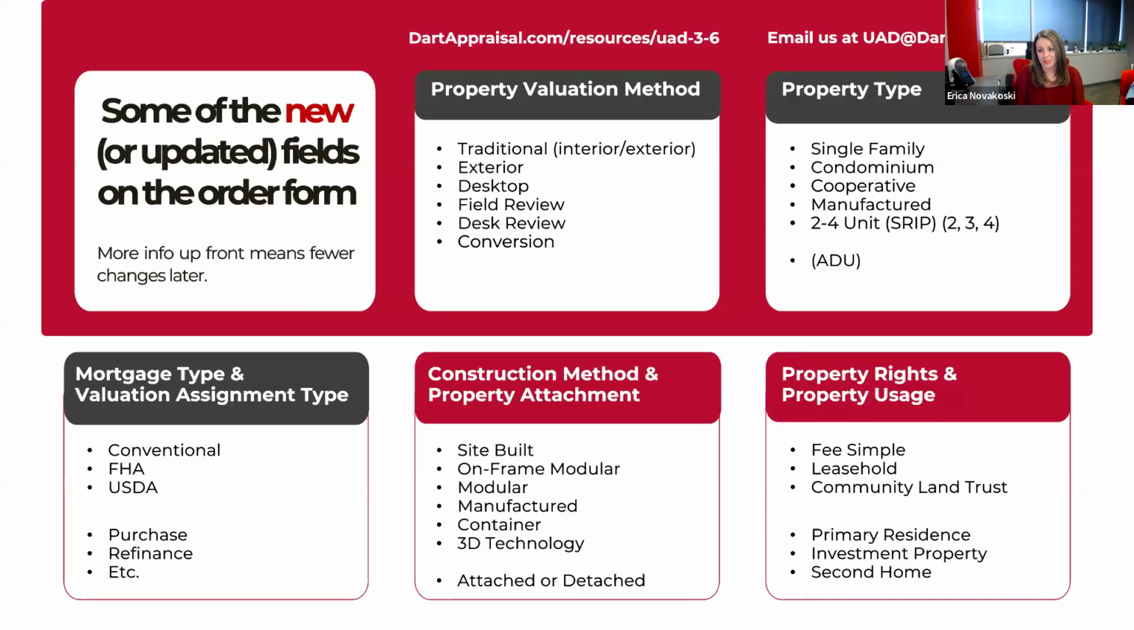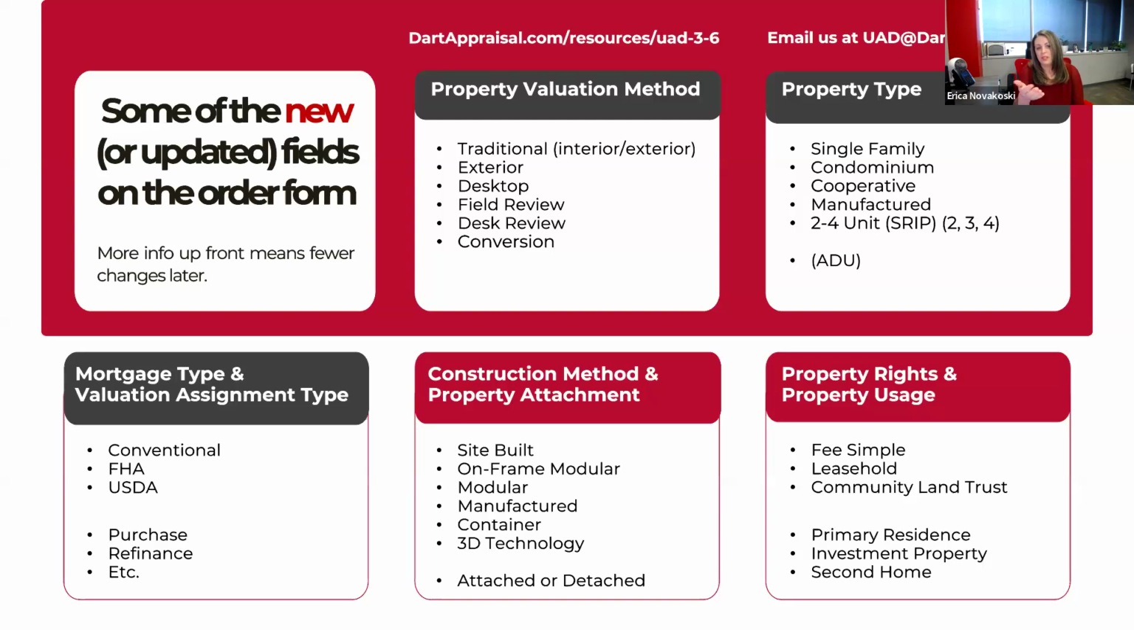Now for the order form fields I mentioned. First, I'm going to go over a few pieces of information that you're already used to including on an order form, but the titles might be a bit different now. Take, for example, property valuation method. For property valuation method, think inspection type. Look at the first one on the list, traditional. Traditional is what we're used to seeing as part of a 1004, 1073, 1025. The appraiser visits the property, inspects the exterior, and inspects the interior.